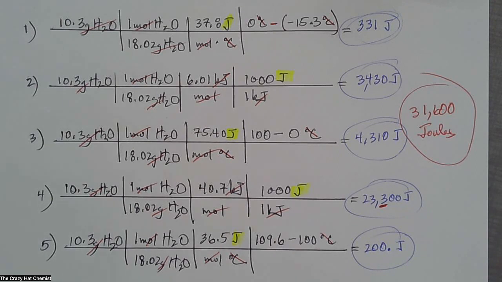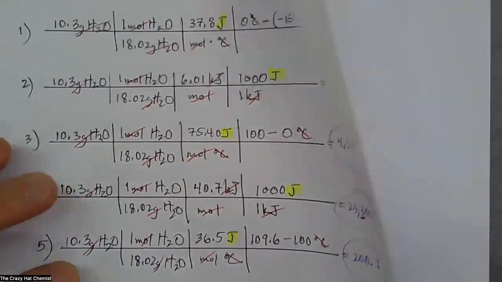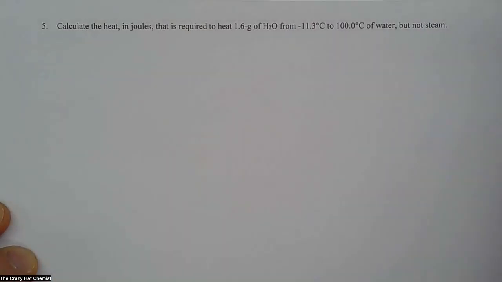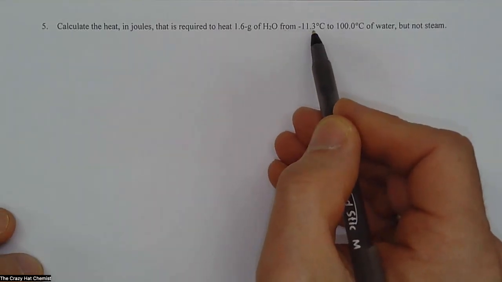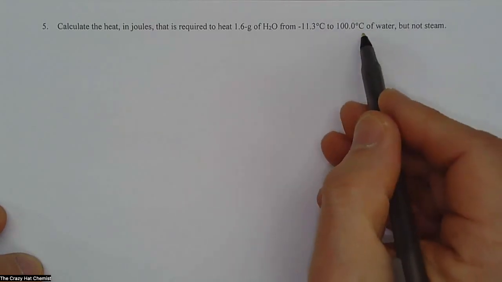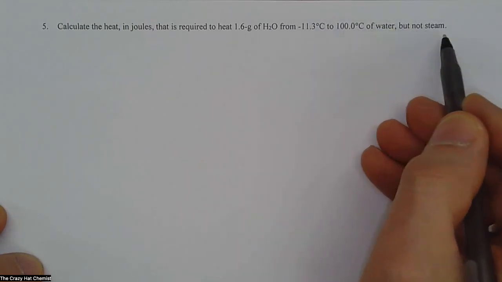Okay, sweet. So let's see if we can keep on going to problem number 5. So problem number 5 is right here. All right, so it says calculate the heat in joules that is required to heat 1.6 grams of water from negative 11.3 to 100 degrees Celsius of water, but not steam.